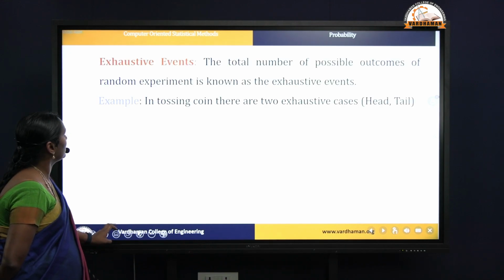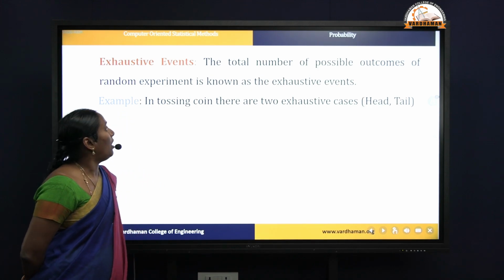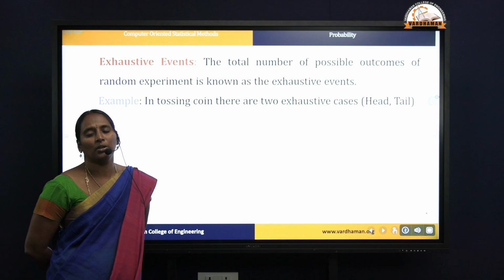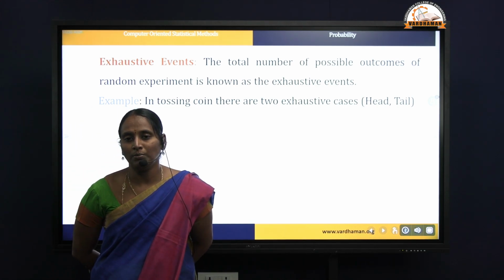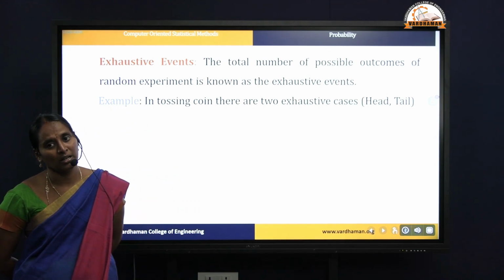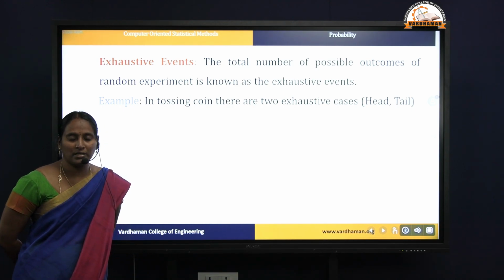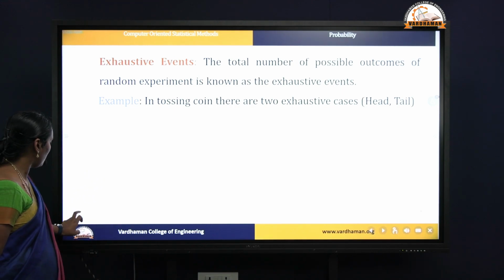Now let us see the next definition. Exhaustive events: this is what we call the total number of possible outcomes. This is also called the sample space. Sample space means the set of all possible outcomes. This is what we call a sample space as well as exhaustive events. So if you are throwing a die, we get 6 outcomes. These are the exhaustive events, from 1 to 6.